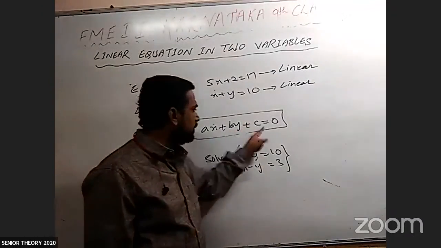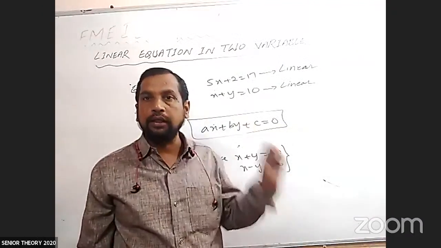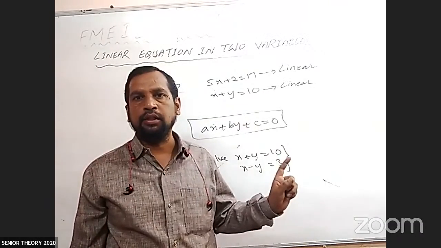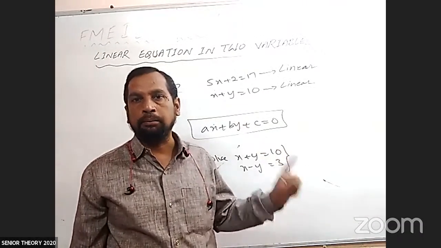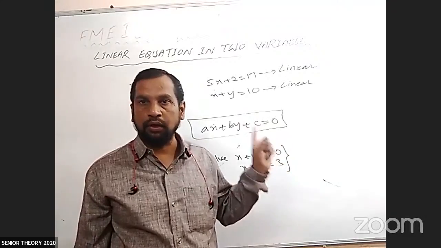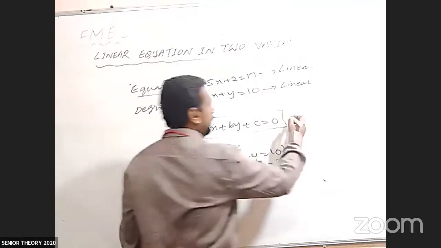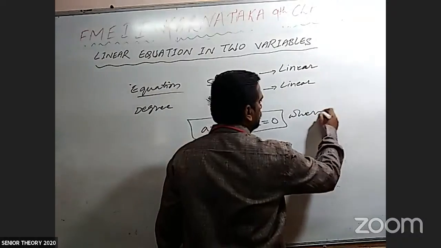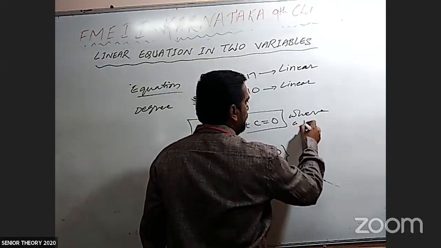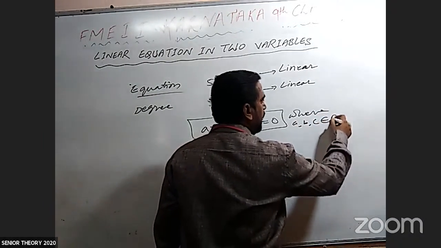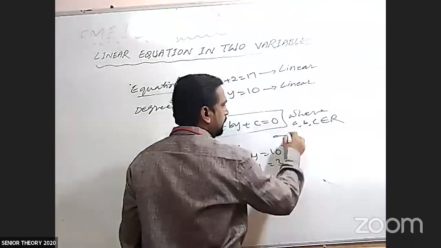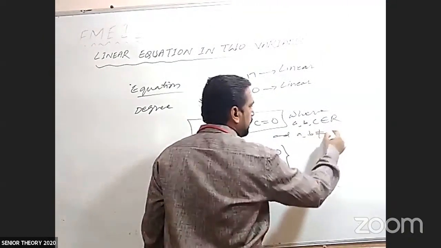Whereas a, b, c are any real numbers. a, b, c belong to real numbers, but a and b are not equal to 0. Here, a, b, c belong to real numbers and a, b not equal to 0.